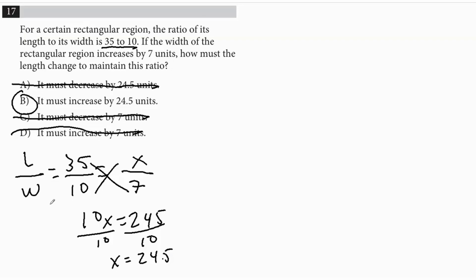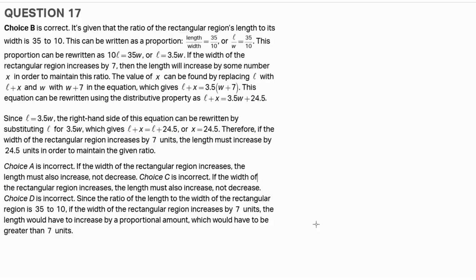This one's fairly straightforward. But what I want to show you next is what they gave for the answer key portion of this and show you that it makes sense, but it involved way more steps and it just made it a bit more complex. Let's take a look. So here's the explanation of question 17 they give in the answer key. And it says, just like we figured out, choice B is correct.